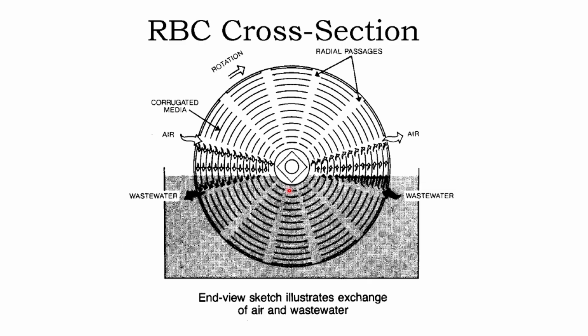Okay, and this is what an RBC looks like, the cross section. Here's the corrugated media. Okay, it's just a big barrel, and what's going to happen is we're going to rotate that big barrel, and we've got these passages that are going to allow the wastewater to come down. And so as we rotate the barrel, we've got air where we've got 40% of the drum below the wastewater. It's going to come down through here.